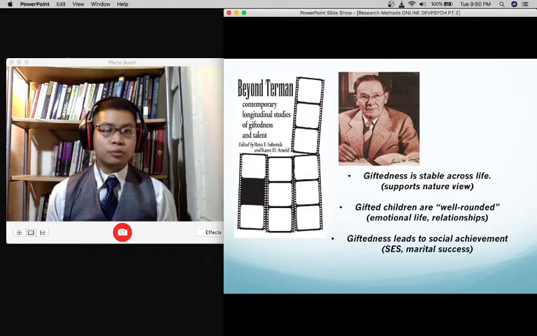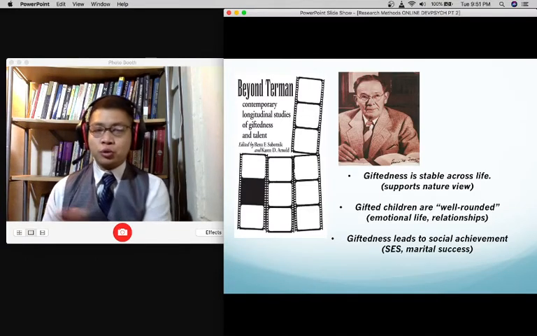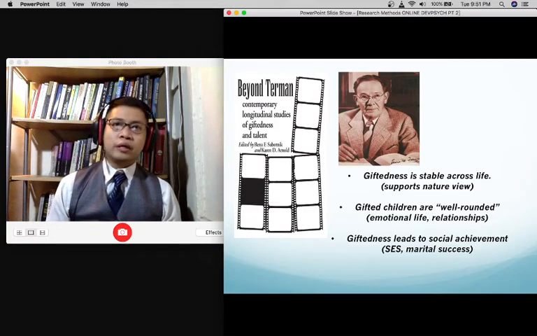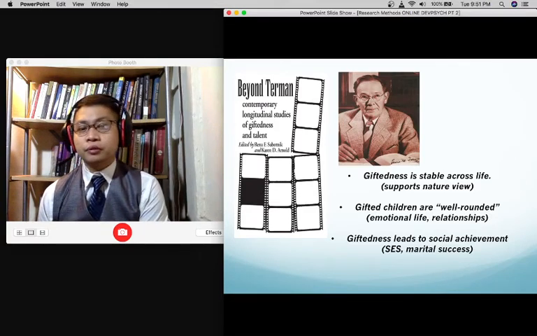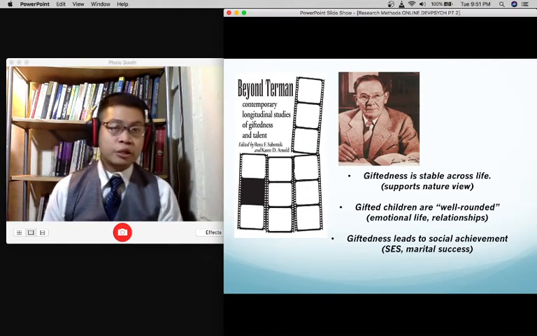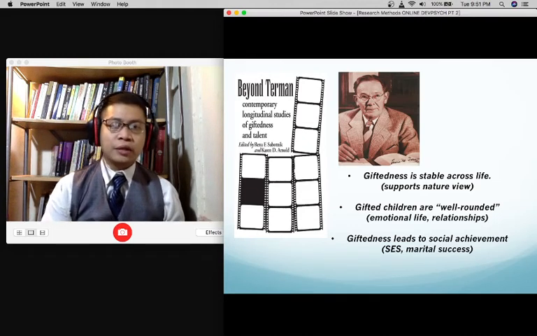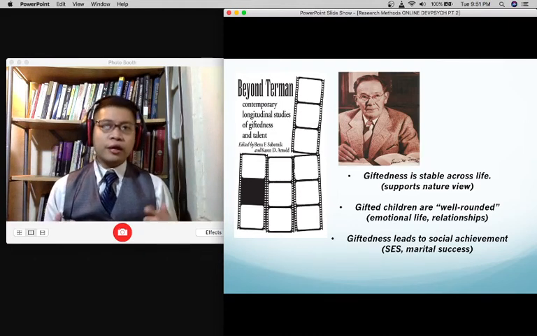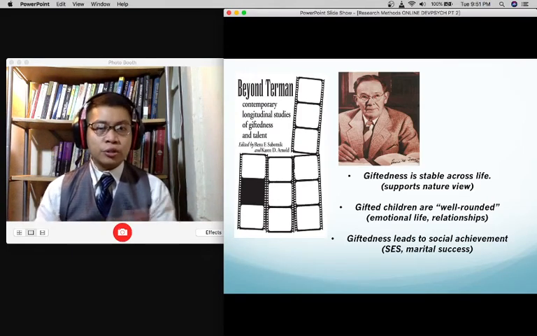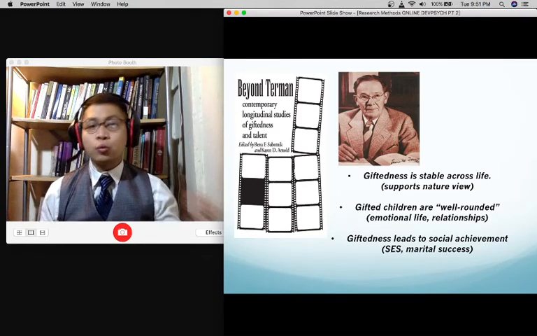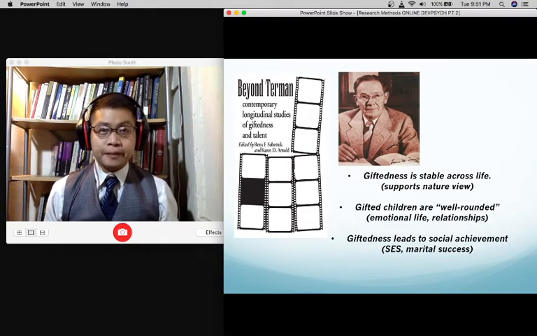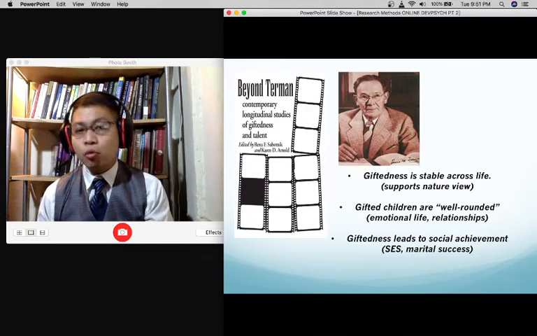Number one, first bullet, he discovered from observing these gifted children through the years that giftedness is very stable across life. In other words, if you are a gifted child at the age of 3, you will be still gifted when you reach middle childhood, when you reach late childhood, adolescence, young adulthood, middle adulthood, even in old age. So your IQ is very consistent across the life stage, which gives support to the idea that IQ is highly genetic. It is more nature, more than nurture.